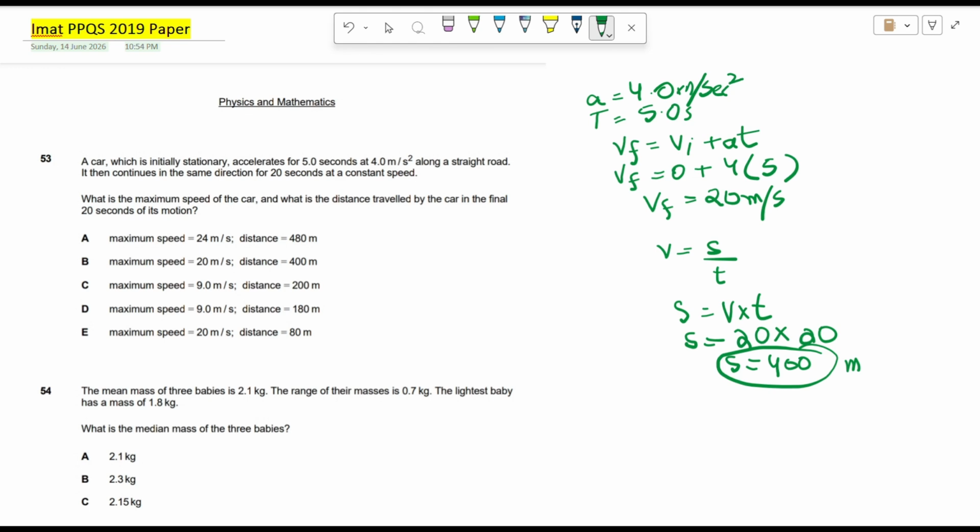So our velocity is 20 meter per second and distance is 400 meter. So our B is the correct option, right? So now we are going to solve question 54.